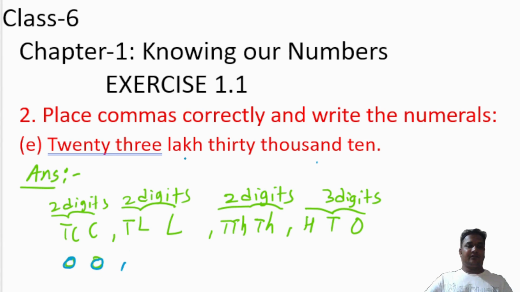Lakh, 23 lakh. 23 is 2 digits, so we can write it with 2 in the 10 lakh place and 3 in the lakh place. So 23 lakh, then comma. Then 30,010: the thousands place is 30. The tens place will be 1, the 100 place has nothing, so it will be 0. The tens place is 1 and the ones place is 0.